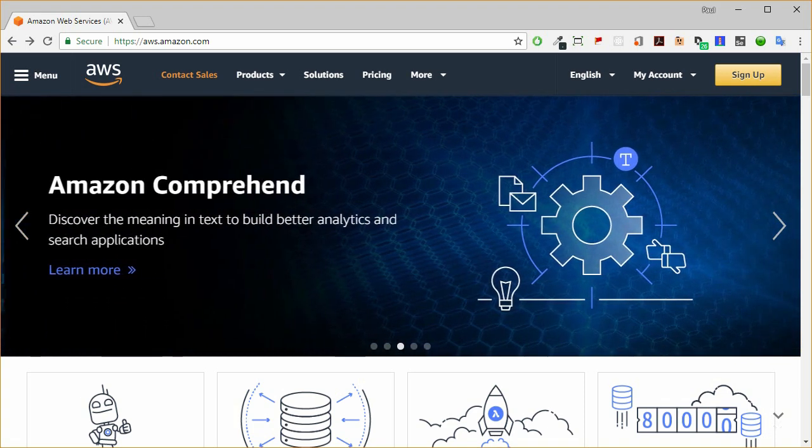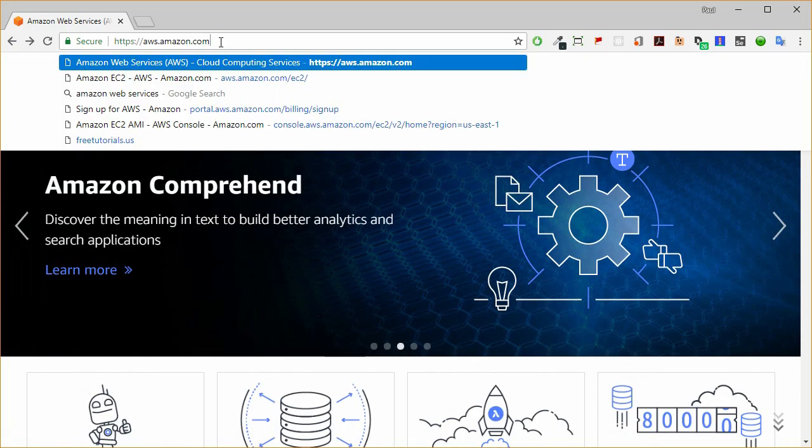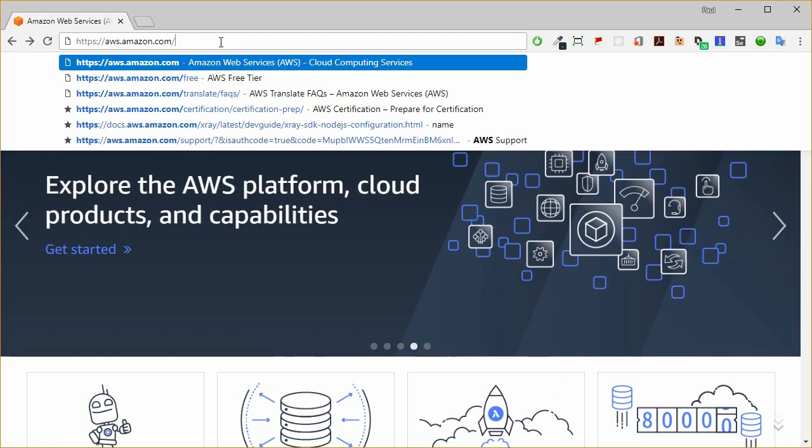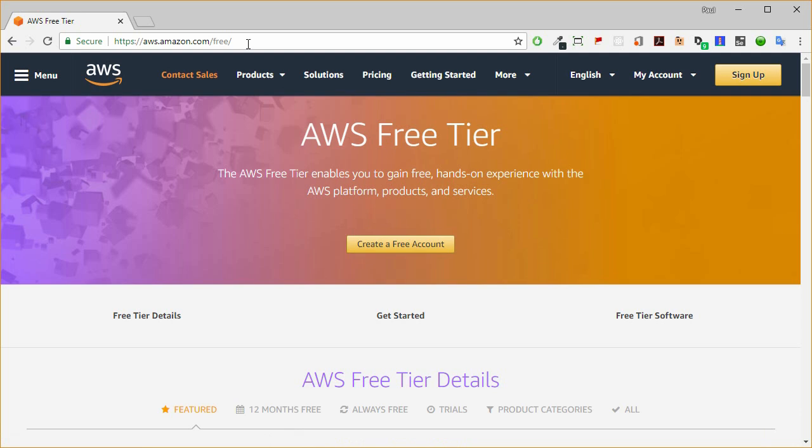So what I'd like to do now is first of all show you how to get to the AWS Free Tier website. So you go to aws.amazon.com, the AWS website, and it's simply /free. Now what we can see is that there are some things here that are free for 12 months, some things that are always free, and trials.